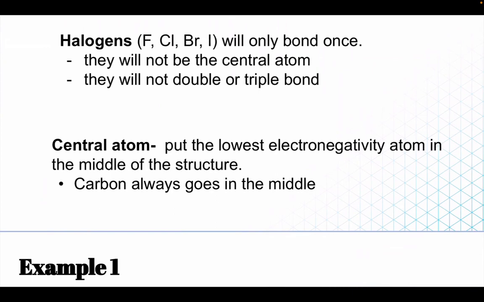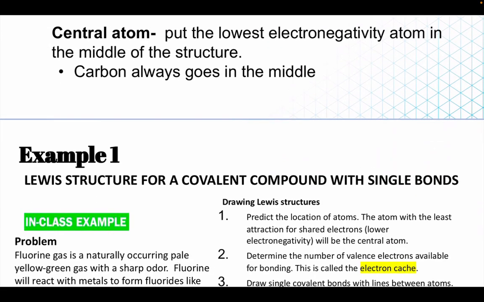The halogens, group 17, similar to hydrogen, only bond once, but they end up with 8, not just 2, electrons. So you can add electrons to them. You just don't ever want to double bond them, and you never want to put them in the middle. And for the central atom, if you're not sure which one goes in the middle: if you have carbon, it for sure goes in the middle. Otherwise, you can't put a halogen or hydrogen in the middle, and then look at electronegativity and put the one with the lowest electronegativity in the middle.